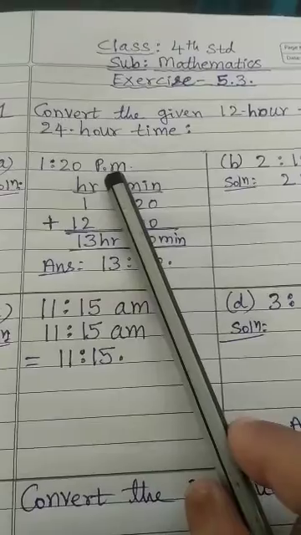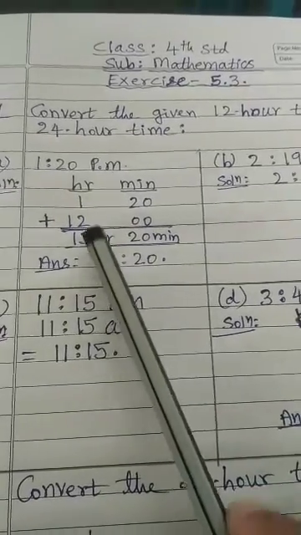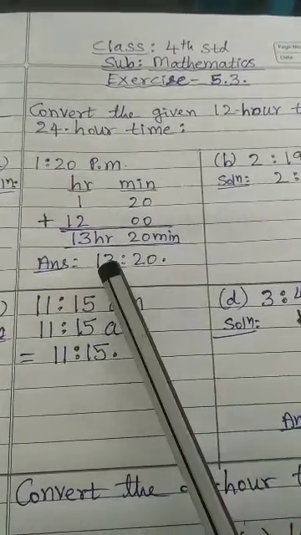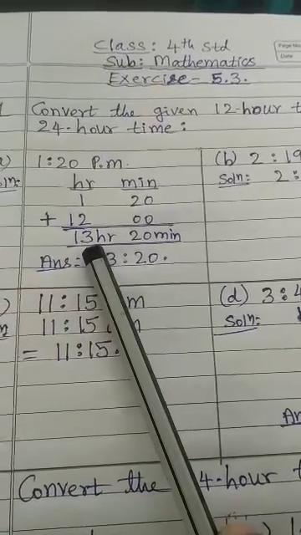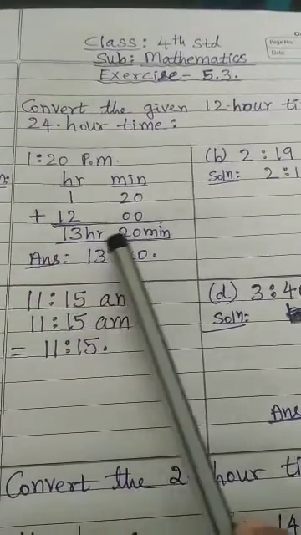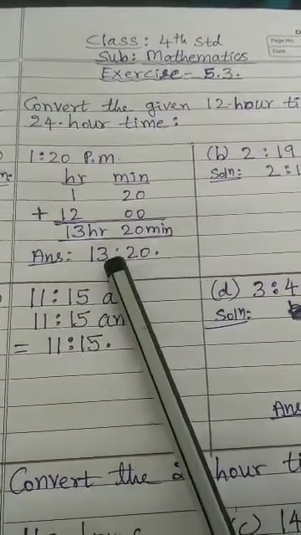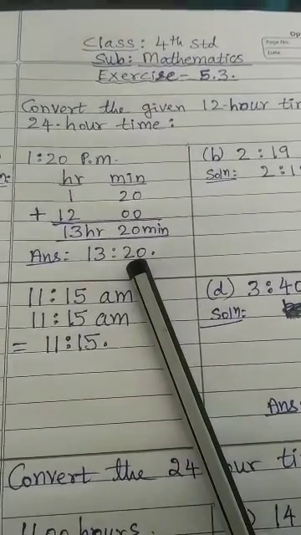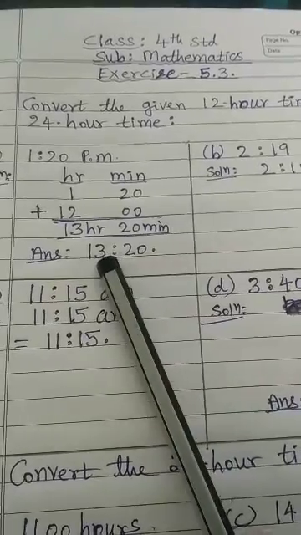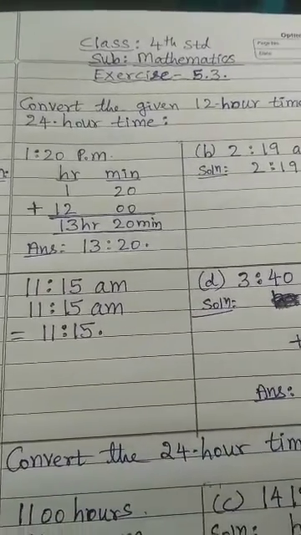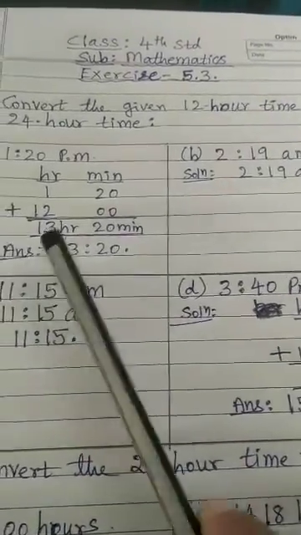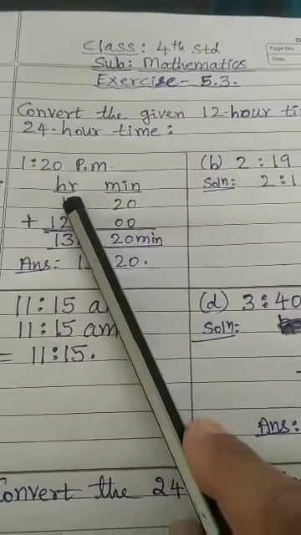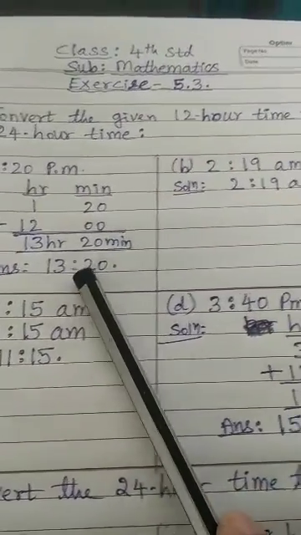So 1:20 PM means what? This is 12-hour time. How do you read it in 24-hour time? 13 hours 20 minutes. So the answer you write is 13:20. 13:20 means 13 hours 20 minutes. It is nothing but 1:20 p.m. This is how you have to convert 12-hour time to 24-hour time.